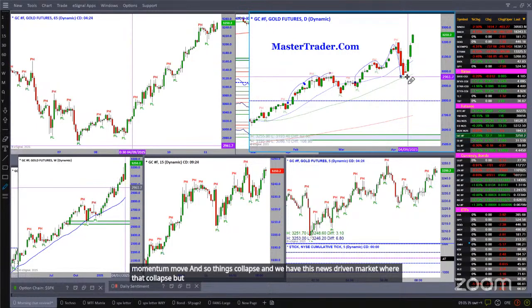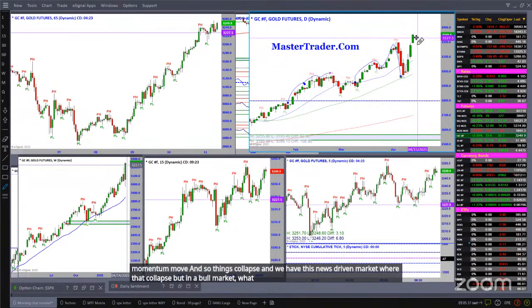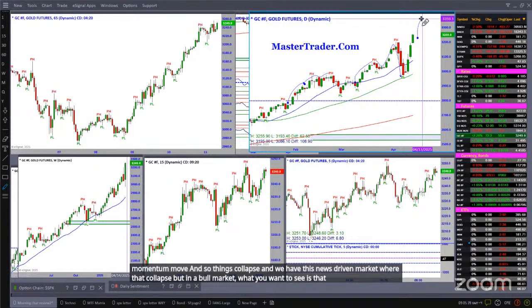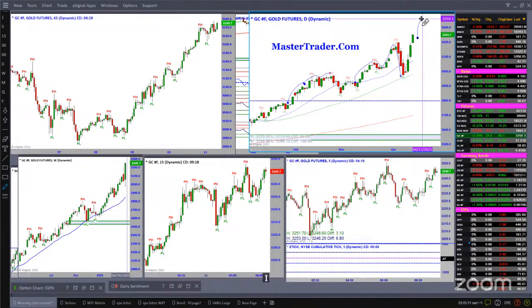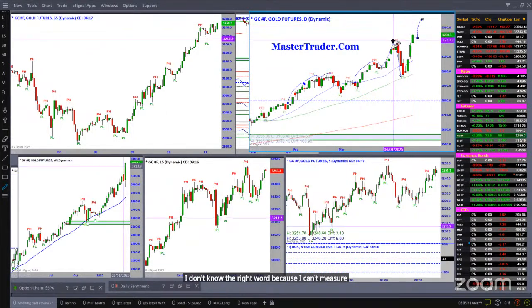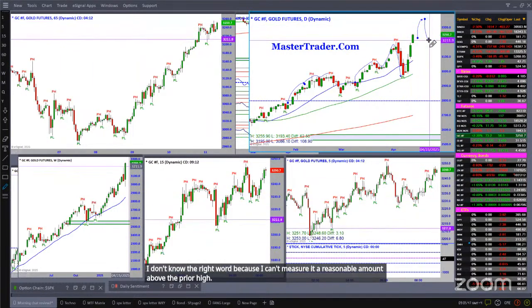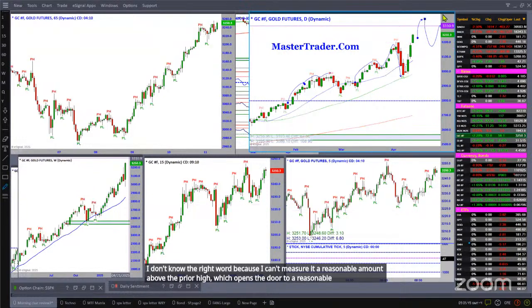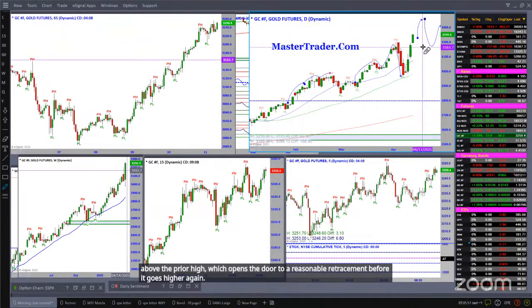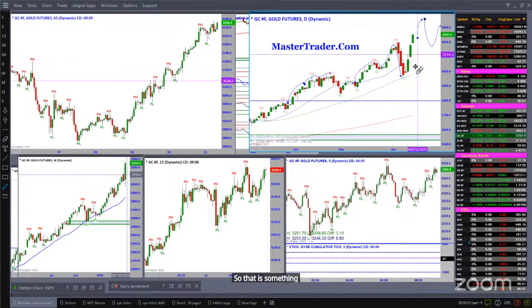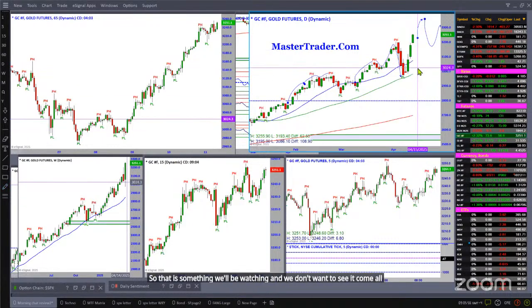But in a bull market, what you want to see is that prices advance, I don't know the right word because I can't measure it, a reasonable amount above the prior high, which opens the door to a reasonable retracement before it goes higher again. So that is something we'll be watching, and we don't want to see it come all the way back down.